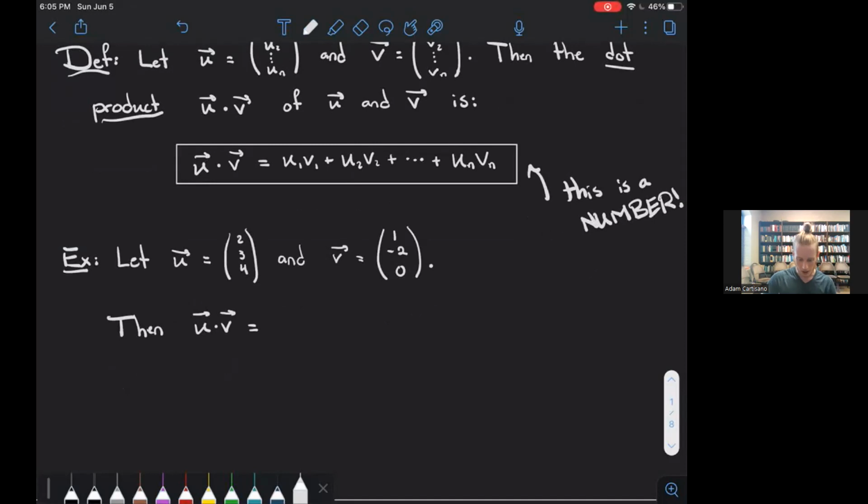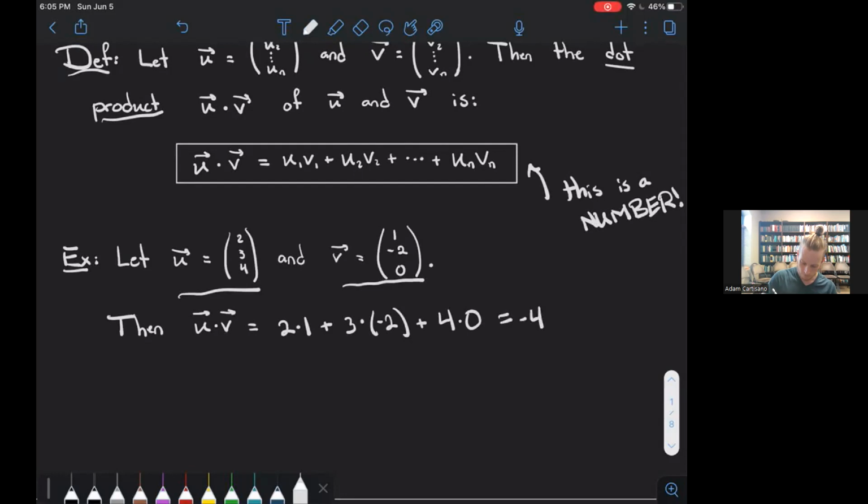Okay. So we have two vectors here. u is the vector 2, 3, 4, and v is the vector 1, negative 2, 0. Well, then u dot v is 2 times 1 plus 3 times negative 2 plus 4 times 0. If you multiply that out, 2 minus 6 plus 0 is negative 4. So the dot product of these two vectors is the number negative 4.